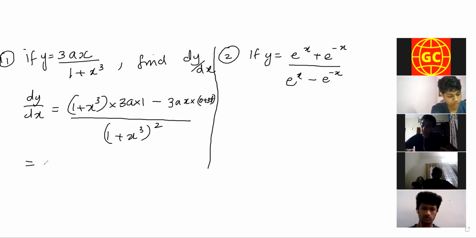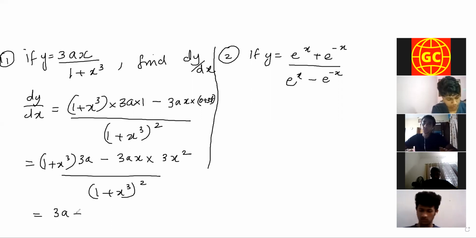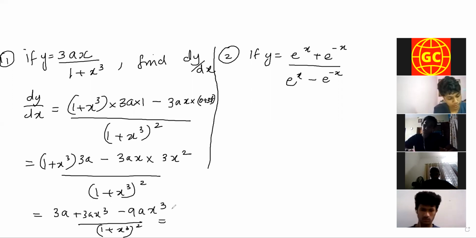Are you following? So it is (1 plus x cube) into 3a minus 3ax into 3x square, divided by (1 plus x cube) the whole square. Now just open the brackets and simplify. So this is 3a plus 3ax cube minus 9ax cube, divided by (1 plus x cube) the whole square. So this can be further simplified as 3a minus 6ax cube by (1 plus x cube) the whole square.